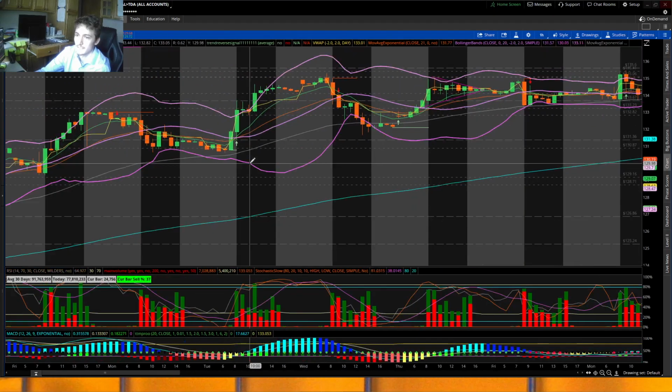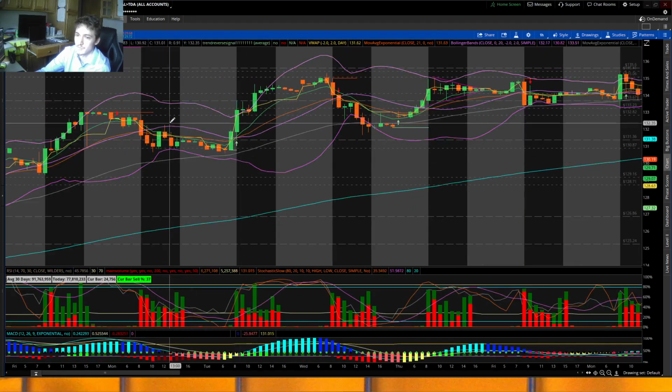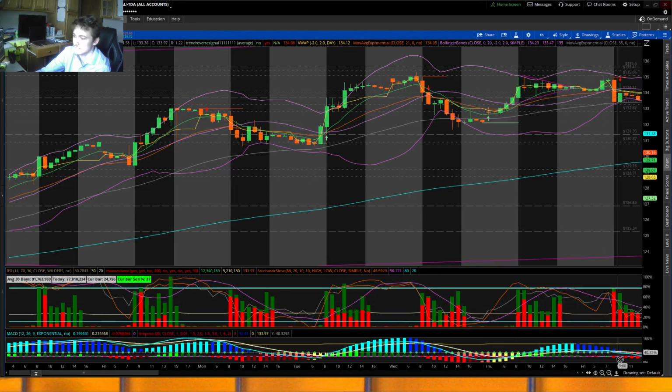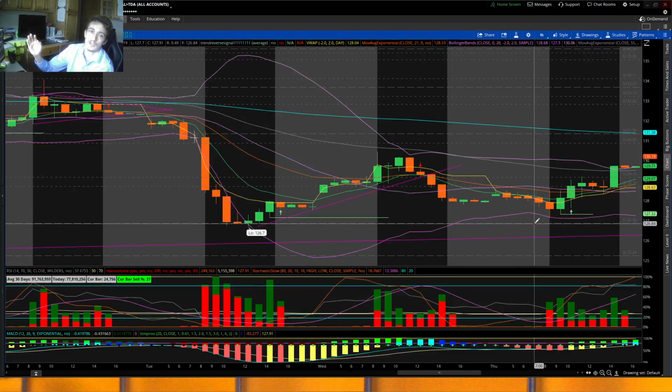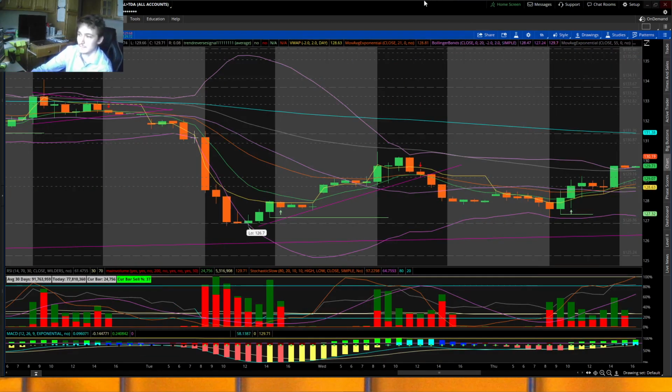You want to look for the tighter squeezes, because those are the ones that last all day, or at least a couple hours. There's some that just pop real quick and then they'll just shoot right back down, and those you want to kind of avoid.